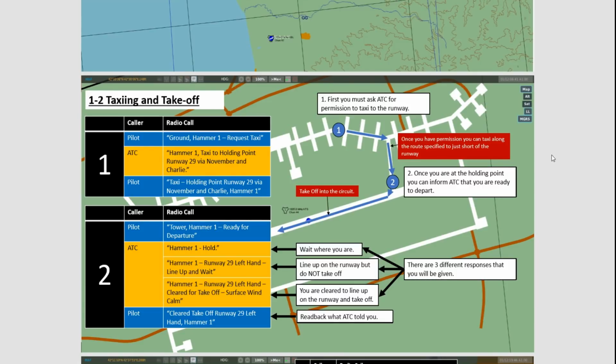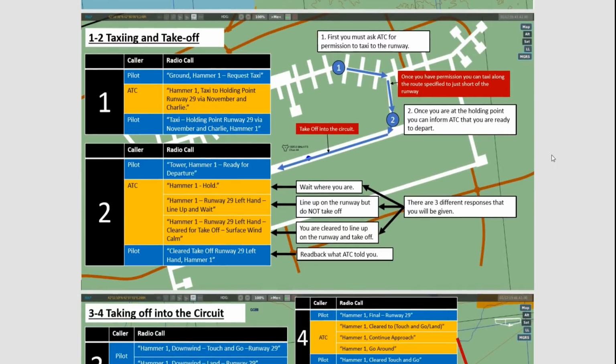All the charts are on the kneeboards as well, but I'll put one in one of the text rooms, so you can open that on a second monitor if you have one.